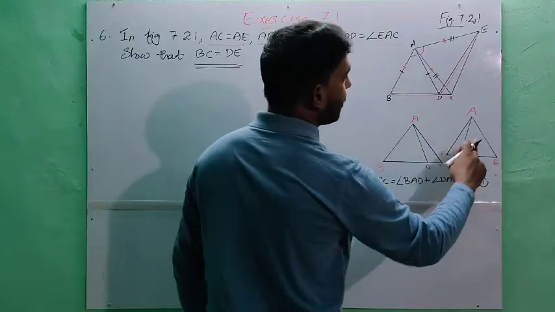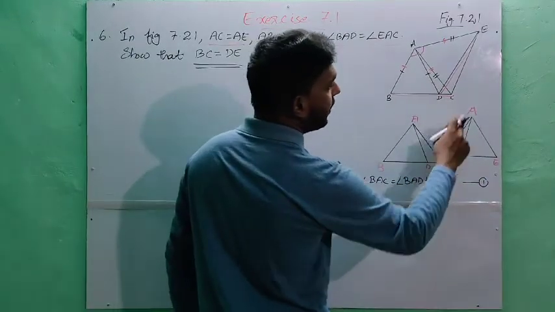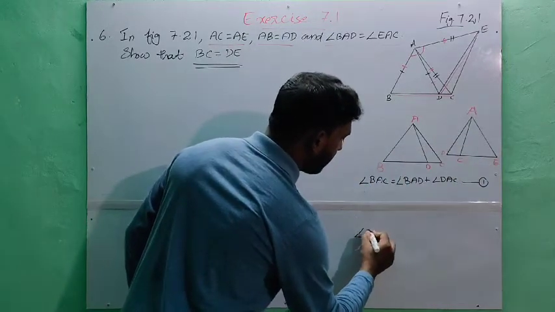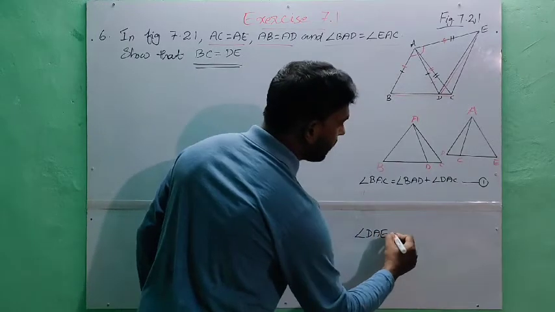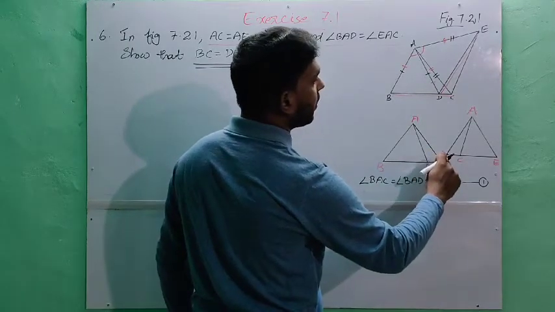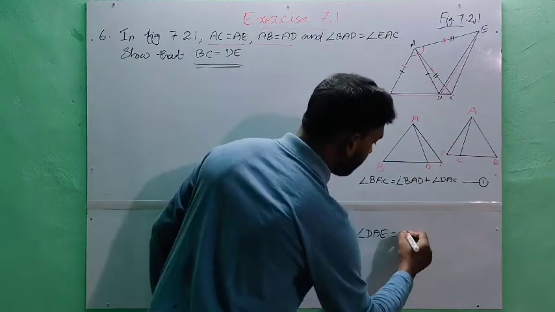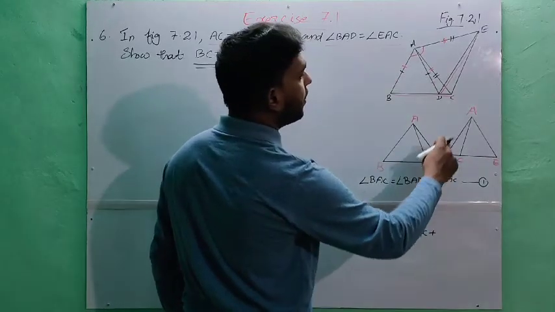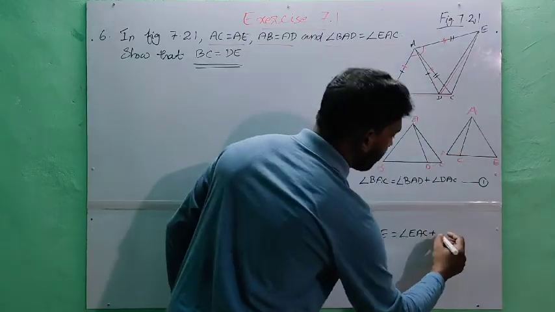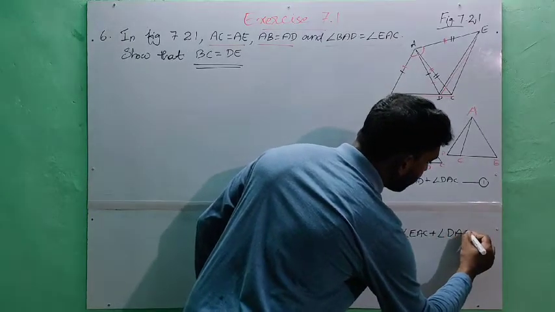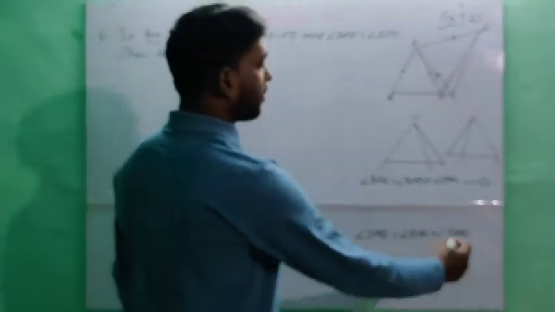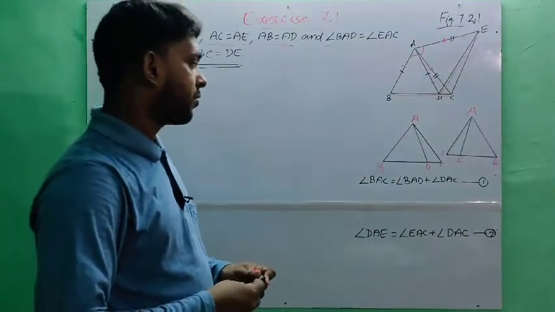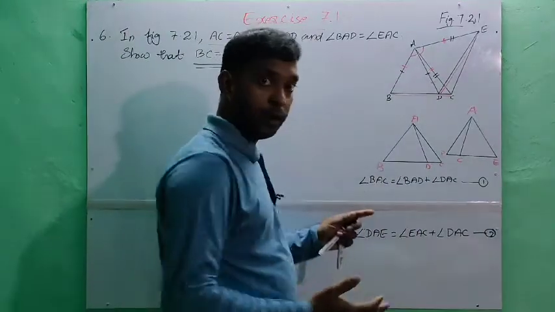And look at here in this triangle, angle DAE, or EAD, angle DAE is a combination of angle EAC plus DAC. So let's just put it as 2. It is to understand the concept well. So hope it is clear to everybody.